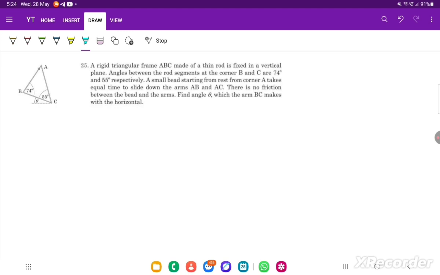A rigid triangular frame ABC made of a thin rod is fixed in a vertical plane. Angles between the rod segments at the corners B and C are 74° and 55° respectively. A small bead starting from rest from corner A takes equal time to slide down the arms AB and AC. There is no friction between the bead and the arms. Find the angle theta which the arm BC makes with the horizontal.